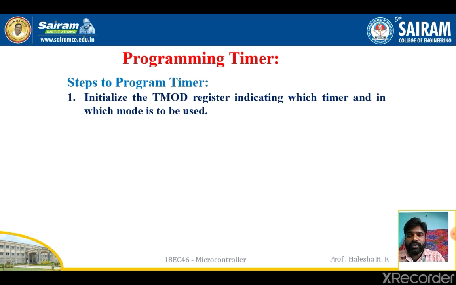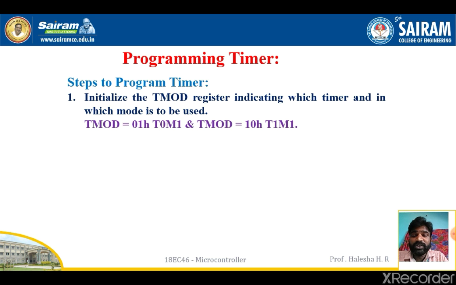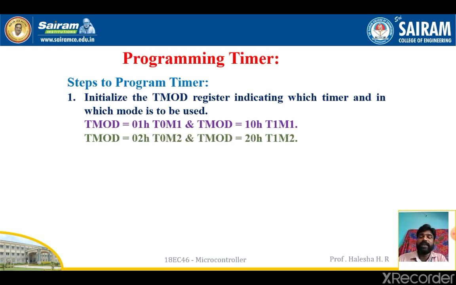So TMOD will be equal to 01 to select timer 0 in mode 1. Similarly, the value will be 10 to select timer 1 in mode 1, TMOD value will be 02 to select timer 0 in mode 2, and TMOD will be equal to 20 to select timer 1 in mode 2. So this is the first step.